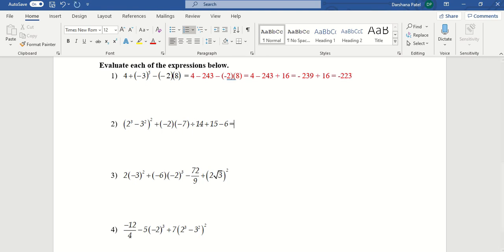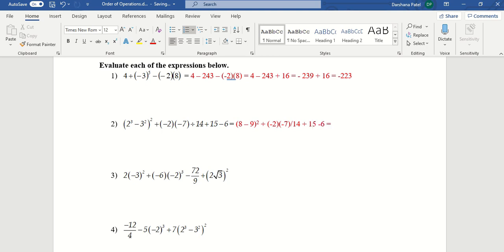Okay. For the second one then, again we start with the bracket. So within the bracket, if we notice, 2 cubed means 2 times 2 times 2, which will give us 8. 3 squared will give us 9. And then there is still a square, so the square remains outside for now. Okay. Plus negative 2 times negative 7. Either we can make it positive 14 or we can write them the same for now. Okay. Divide by 14. I'll just use this division symbol. It's the same meaning. Divide by 14 plus 15 subtract 6.